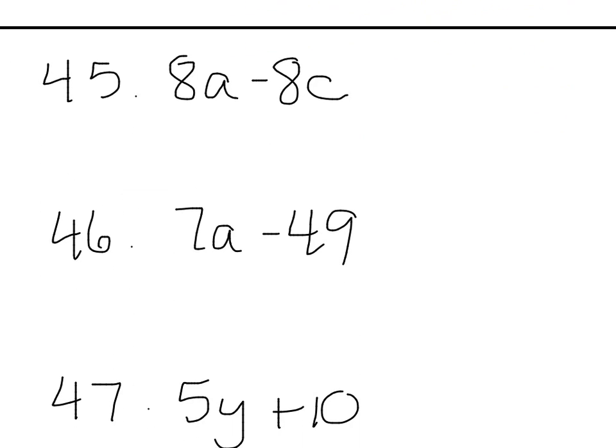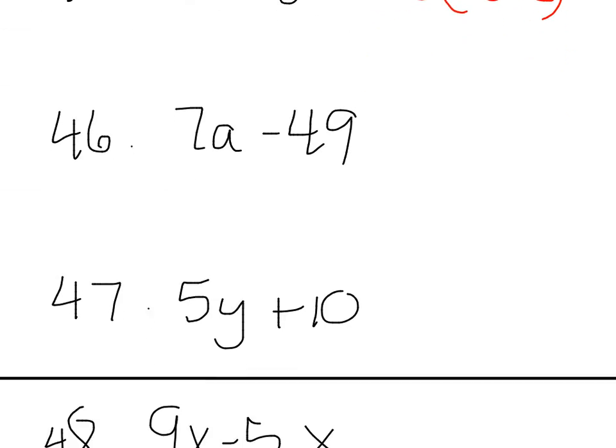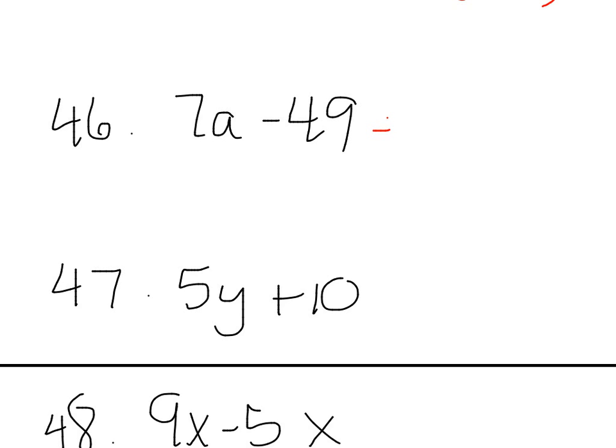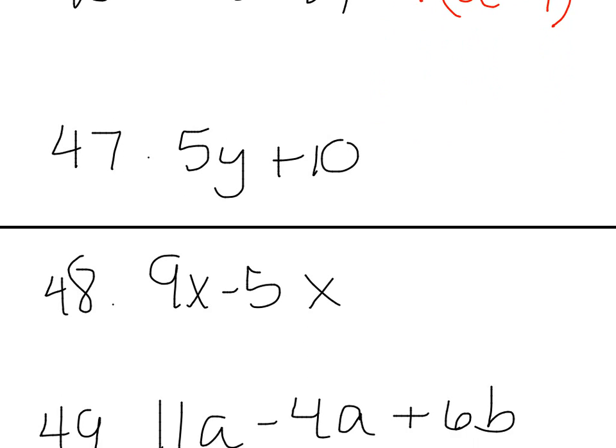On 45, what they have in common is the 8, so I'm going to take an 8 out, and that leaves me with an a in the first term and a c in the second term. On number 46, what they have in common is a 7, so I'll take a 7 out, and that leaves me with just an a here. Taking a 7 out of 49 is another 7, because 7 times 7 is 49. On 47, what they have in common is a 5, so take the 5 out. That leaves me with a y in the first term and plus 2 in the second term.